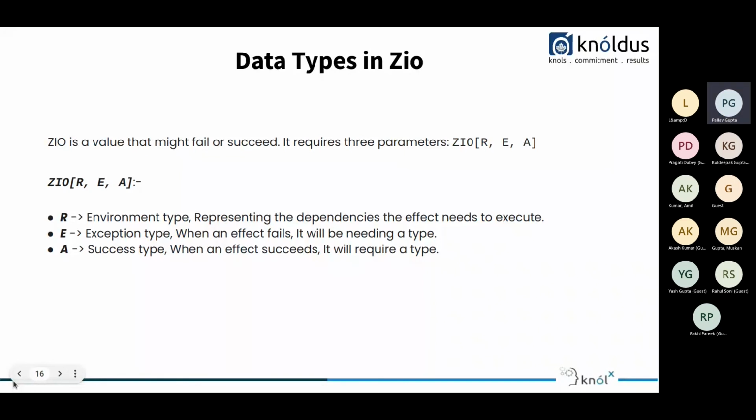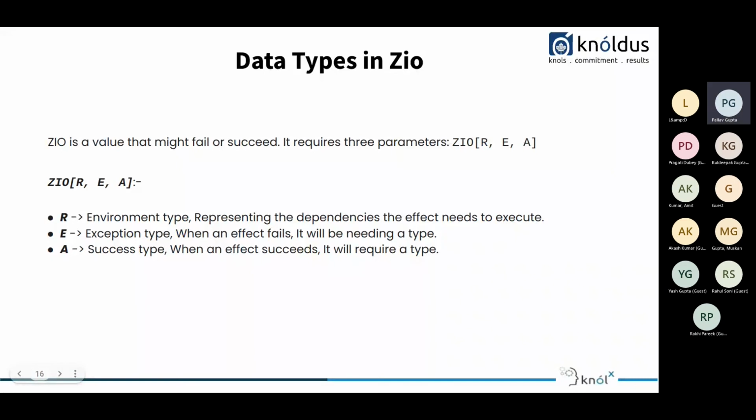Type E. So E stands for exception type. When an effect fails, it will need a type. The benefit of the error type is that we know how this function can fail just from its signature. We don't know anything about the implementation, but just by looking at the type signature, we know that it can fail. This is very powerful because we know exactly what kind of error we potentially have to deal with, and we never have to resort to defensive programming to handle unknown errors.